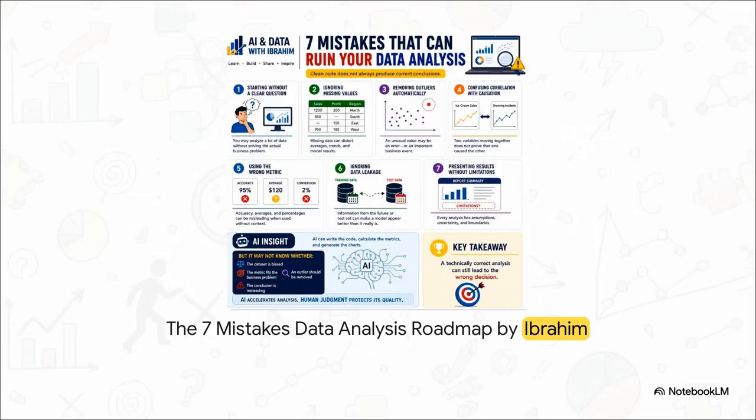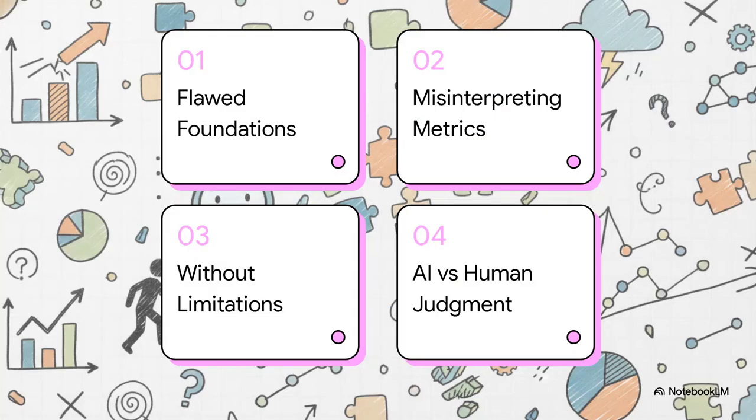To navigate this whole landscape, we're using this fantastic infographic by Ibrahim as our roadmap today. It masterfully maps out the 7 mistakes that can ruin your data analysis. I absolutely love how this visualizes what I like to call the illusion of analytical perfection. We're going to use this roadmap to explore every single pothole and trapdoor in the lifecycle of a data project, starting from the very first question you ask, all the way to how you present your final charts to the decision makers. So, here is the structured journey we'll be taking today.